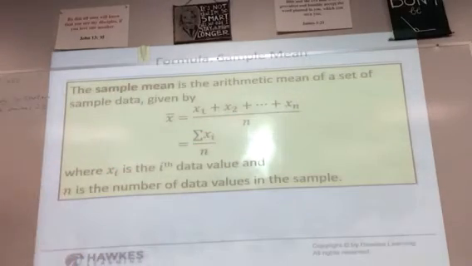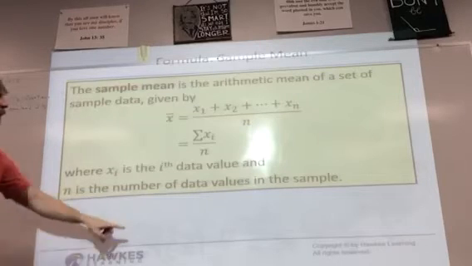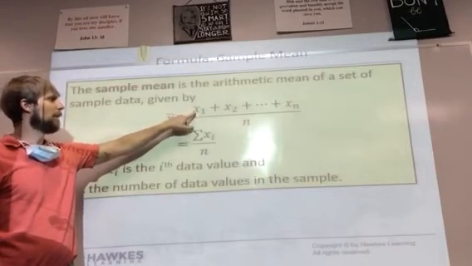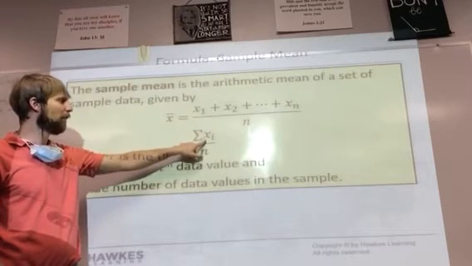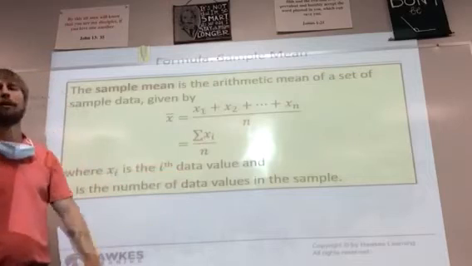This is no different than any average you've ever taken before, right? You add them up and divide by how many there are. So don't get too lost in the notation. That's just what you've always known to be the average. Okay? And so we can make this shorter by using our summation symbol. So it's the sum of all the x's over how many there are.